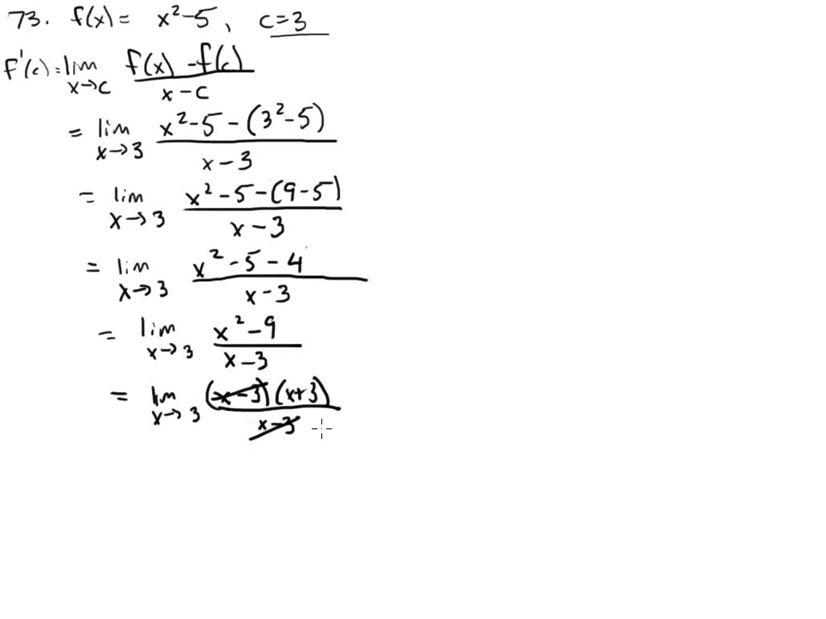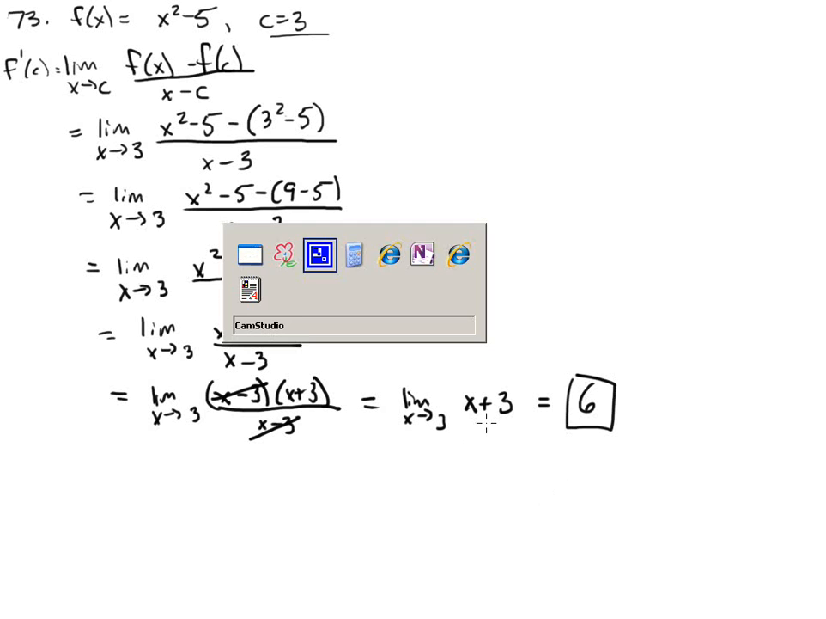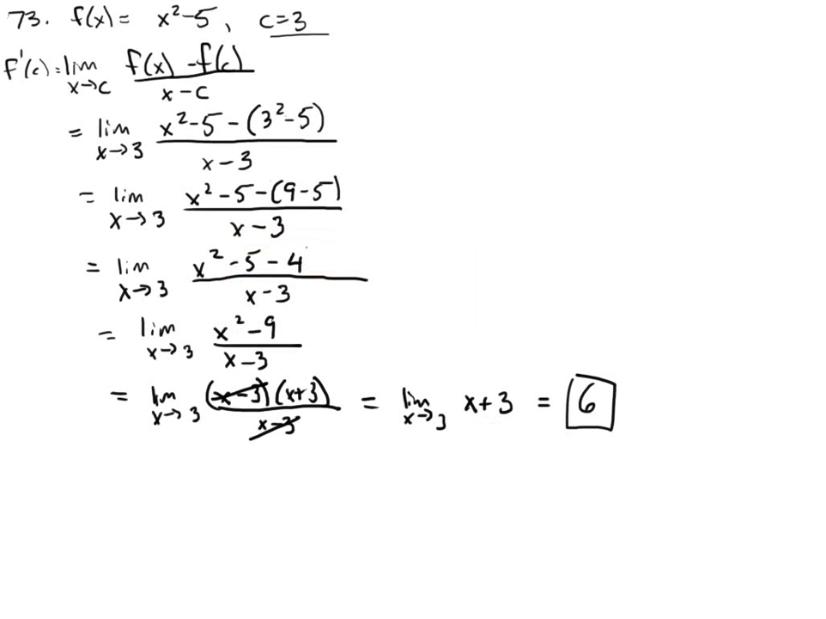Removable discontinuity right there, right? So this is the limit as x goes to 3 of x plus 3, and there's nothing stopping us from using direct substitution on this, so this is equal to 6. And hopefully that's what we get in the back of the book. And it is, because I don't even need to check it, right? I just know. Okay, so that's number 73.